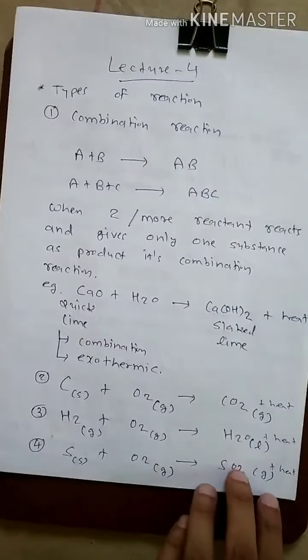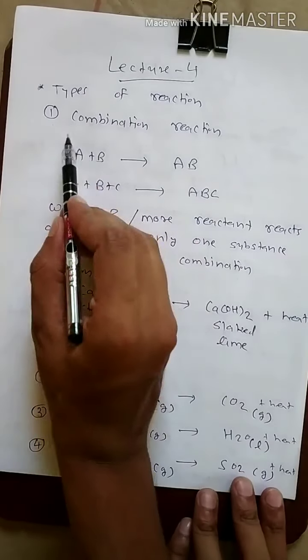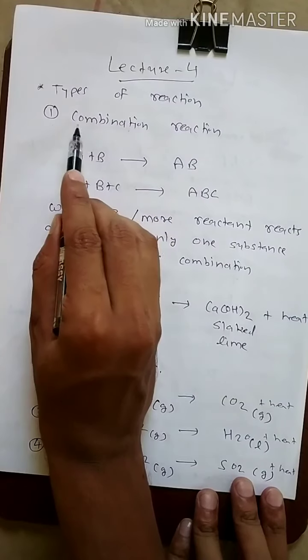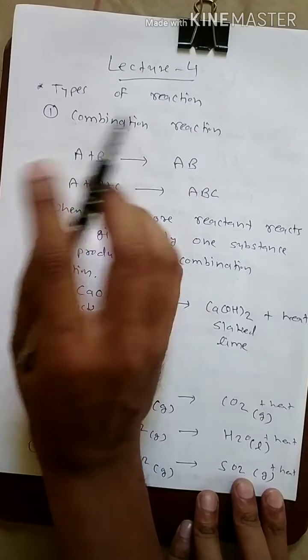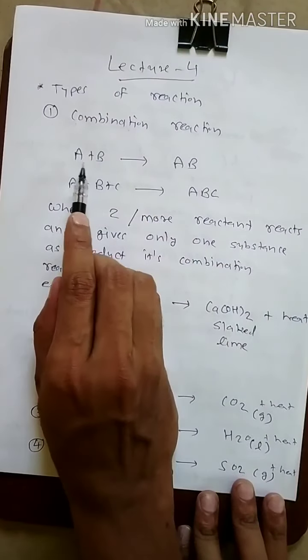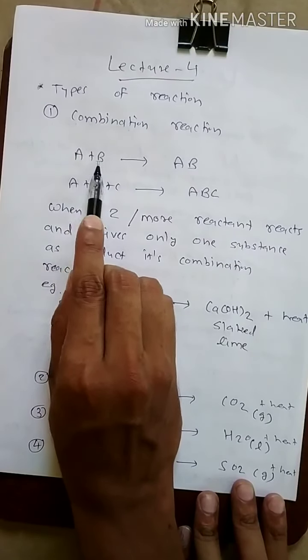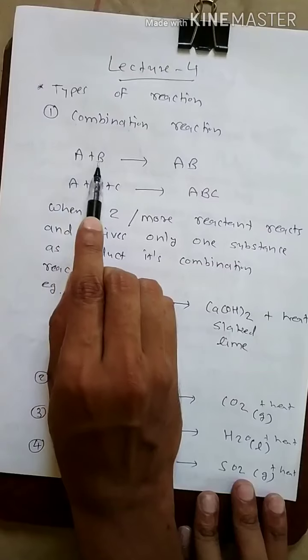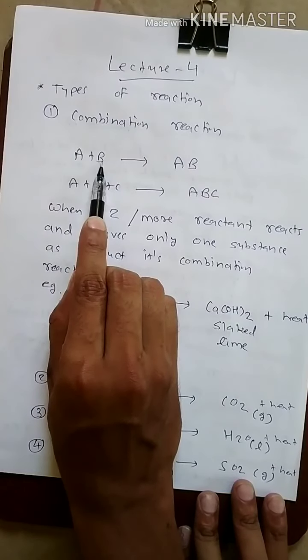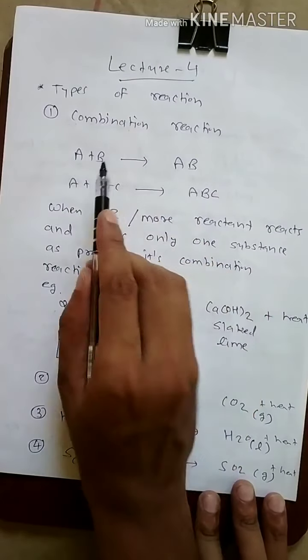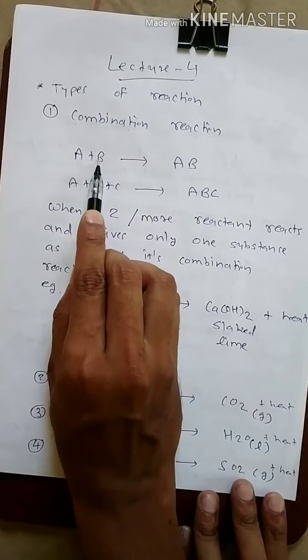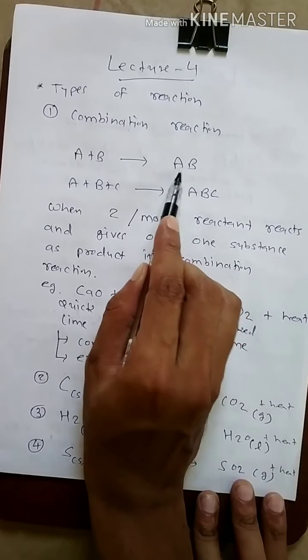So what is combination reaction? The name itself tells you that there must be some combination here. Take a general example first. A plus B, they both are our reactants. They will react together to form product AB. Here A and B both combine together to form AB.